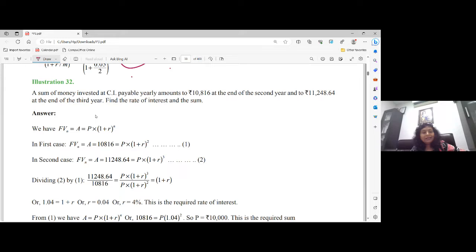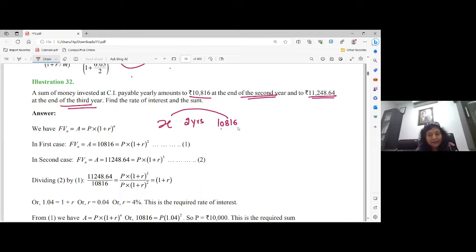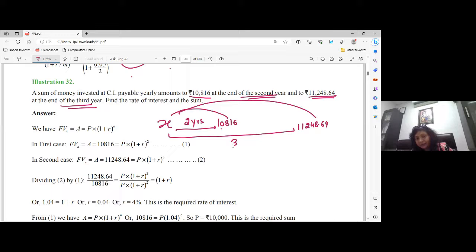Now, what it says, a sum of money invested at compound interest payable yearly amounts to 10,816 at the end of second year and 11,248 at the end of third year. Matlab, after 2 years, it will give you 10,816. And at the end of third year, it will give you 11,248.64. So, bacha, the difference here is 2 years and the difference here is 3 years.